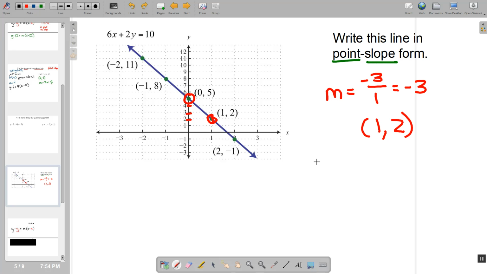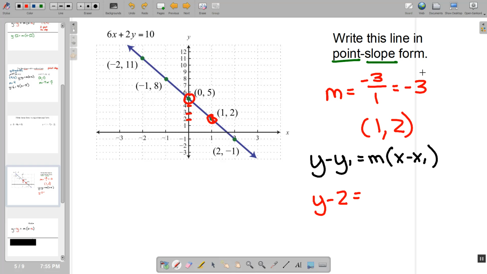Point slope form from before is y minus y1, which is just a number, parentheses x minus x1, which is just a number. I can remind myself that by noticing that the notation puts a little 1 here, which tells me the x has to be a number. So we do y minus, our y value here is +2, equals, our slope we said was -3, parentheses, x minus our number of +1.